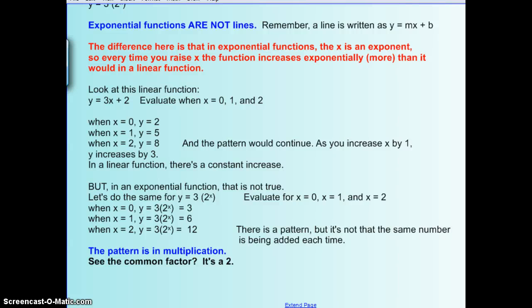You're going to see that the value is being multiplied by something every time. So to get from 3 to 6, we multiply by 2. And from 6 to 12, we multiply by 2. Which would mean when x equals 3, chances are you're multiplying by 2 again. It's going to consistently go up by a factor. And that factor is very important. Okay? This common factor in this case would be 2.